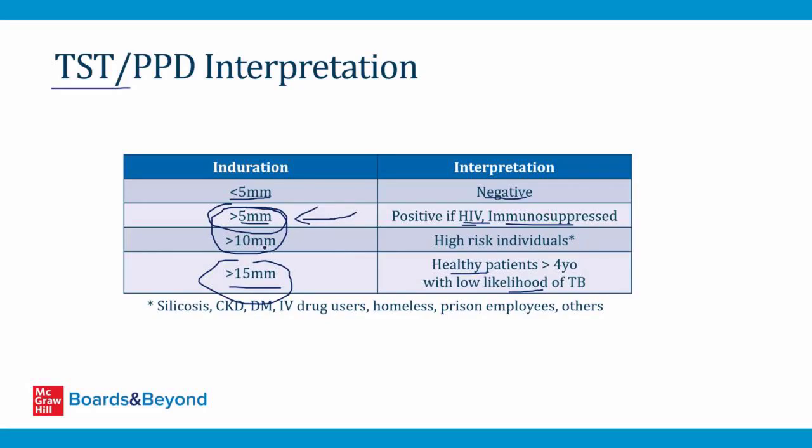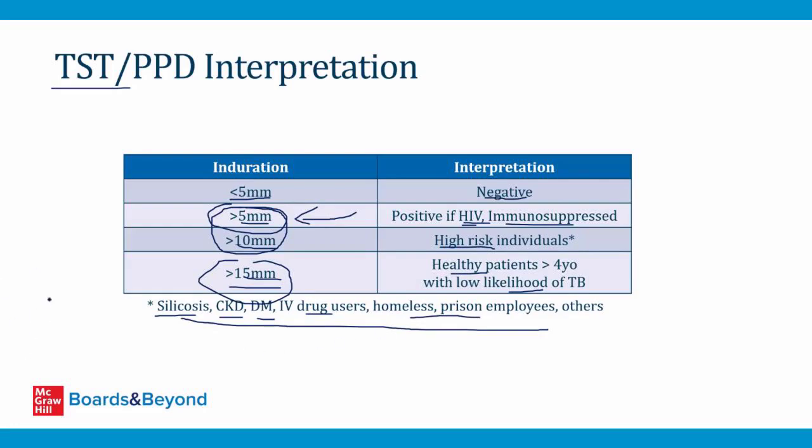And then if the induration is between 10 millimeters and 15 millimeters, we consider that a positive test only in high-risk individuals. And down at the bottom, I've shown you some of the high-risk groups. Patients who have silicosis of the lungs are at particularly high risk. So are patients with kidney disease, diabetes, IV drug users, and these other groups here.